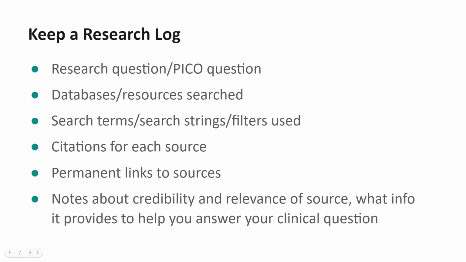When doing research, you'll thank yourself if you keep a research log. This will save you a lot of time. In your research log, write your research or clinical question with your PICO elements, the databases you've searched, and the search terms and filters you've used in each database. Get the complete citation for each source that you find as soon as you find it, and get permanent links to sources. In databases, don't copy the links into your web browser, which may break, but rather look for a permanent link. You might see them labeled as bookmark, share, document URL, or permalink. Also, write any notes about the credibility of the source and the relevance of the source, specifically what information it provides to help you answer your research or clinical question.